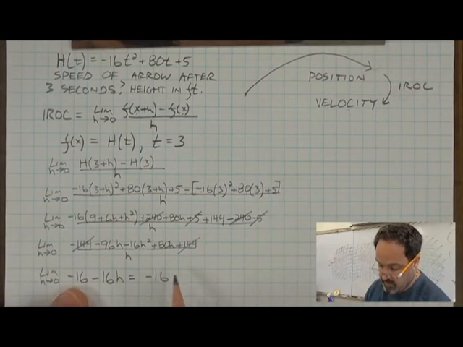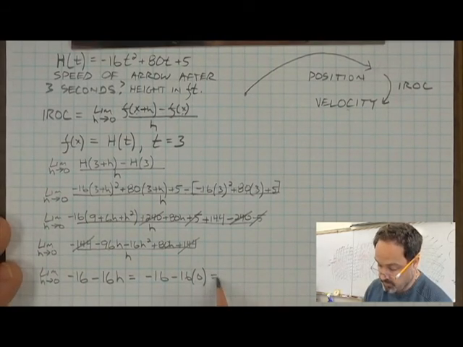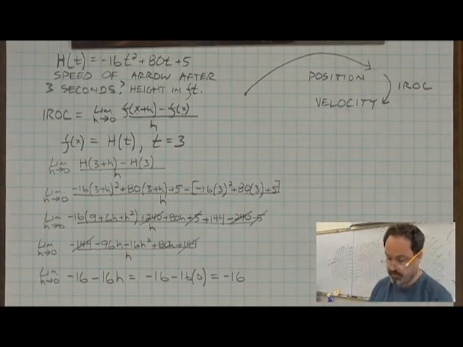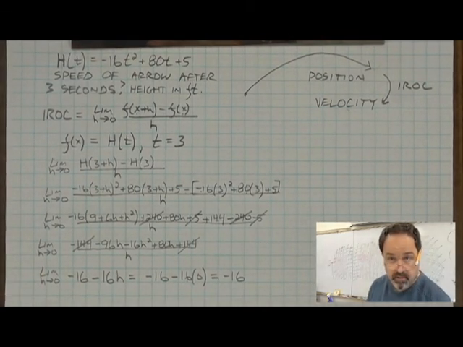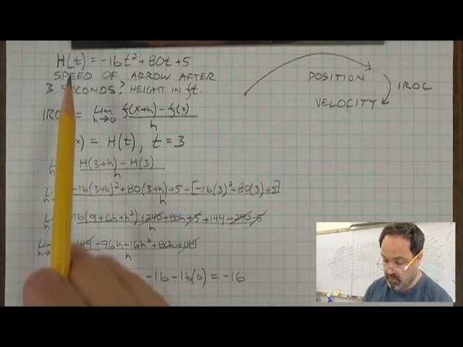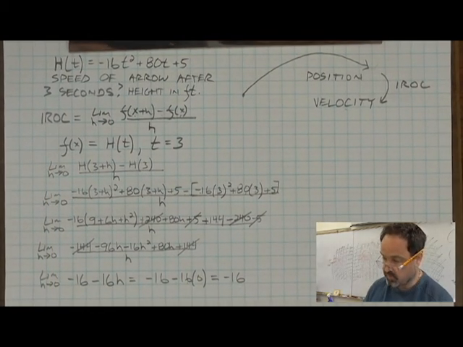This negative 16 doesn't have an h in it, but this other one here is negative 16 times 0. And notice that this is the first time I didn't write the limit statement out front, because the limit has been taken. Cleaning it up, negative 16 minus 16 times 0 is the same thing as negative 16 minus 0, and what results is negative 16. We've evaluated the velocity, or the instantaneous rate of change, of our capital H function at 3. And the answer is negative 16.